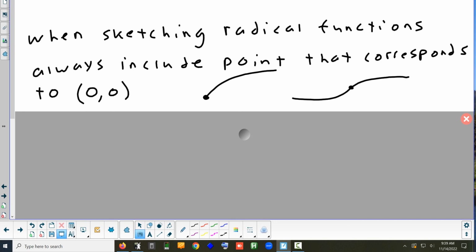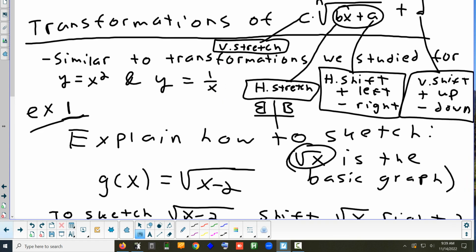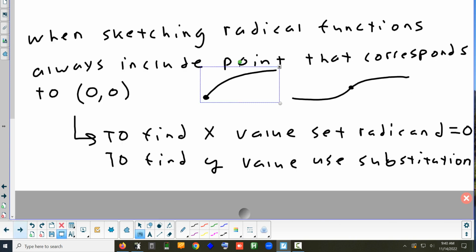Either way, we want to find that point first. So to find that point, all you have to do is look at this. The C and the D, they don't matter for this. Just look at what's under the radical. That's the radicand. Take that, set it equal to 0, and that will give you the x value of your new point.